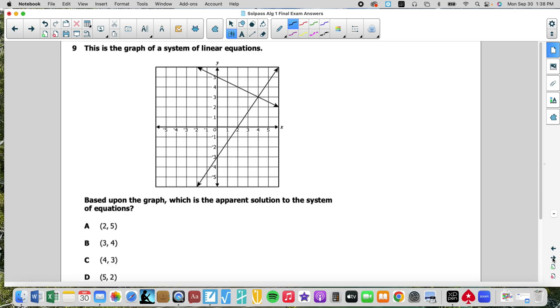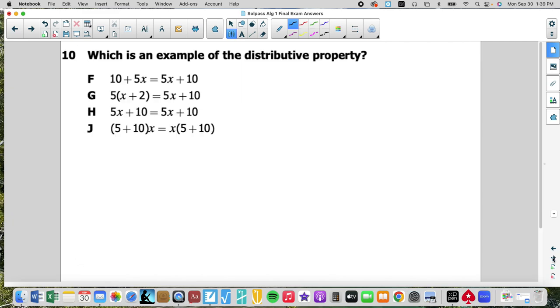I like that. This is the graph of a system of linear equations. So we understand that systems are two lines, two linear equations that share a common solution. So that point is going to be a solution to both y equals mx plus b equations. Based upon the graph, the apparent solution of the system is C, (4, 3). That's really easy.